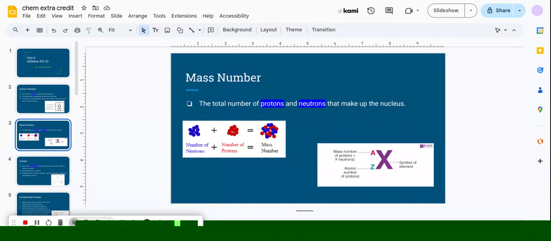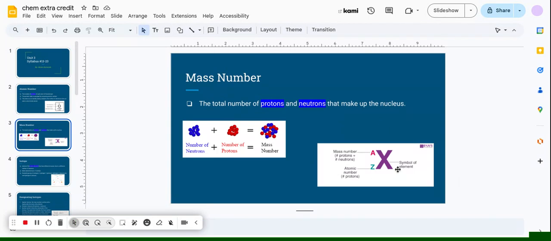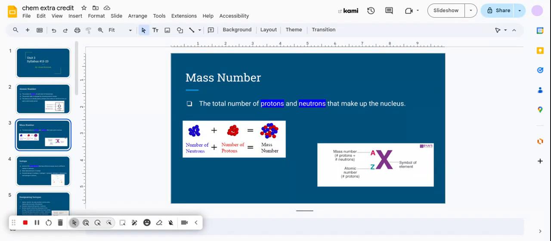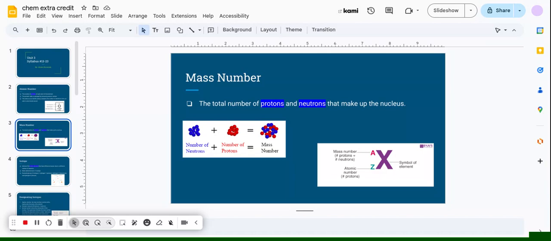So mass number is the total number of protons and neutrons that make up the nucleus. And when you're writing a chemical symbol, you write the symbol of the element as shown as X in that picture, and then on the top is the mass number, which is the protons and neutrons added together, and then the atomic number is written in the bottom left, and the number of protons is the same thing.